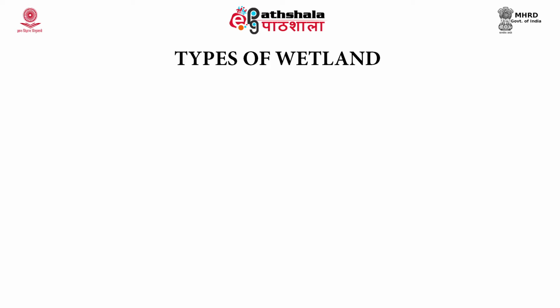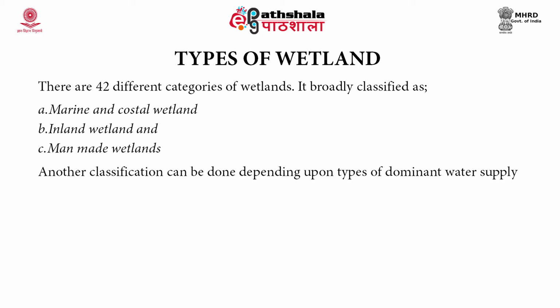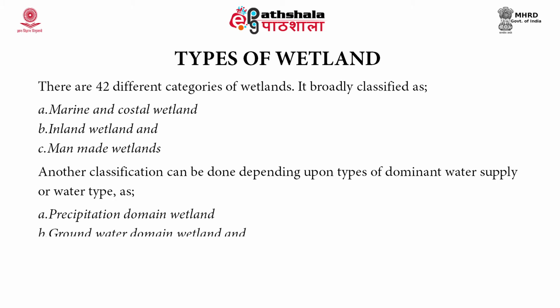Now students, let us look into the types of wetland. There are 42 different categories of wetland. They are broadly classified as marine and coastal wetland, inland wetland and man-made wetland. Another classification can be done depending upon the dominant water supply, or water types, as precipitation domain wetland, groundwater domain wetland and surface water domain wetland.